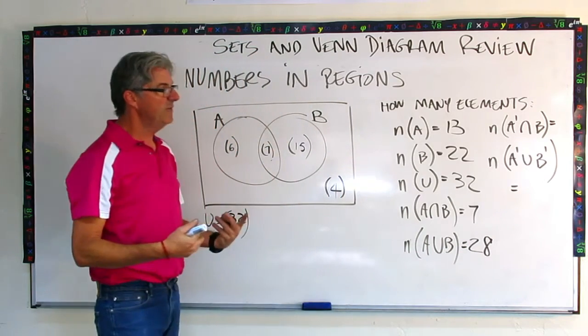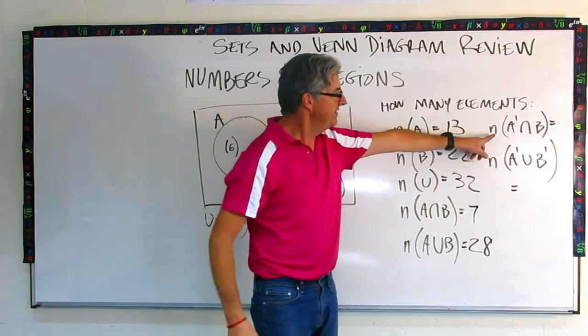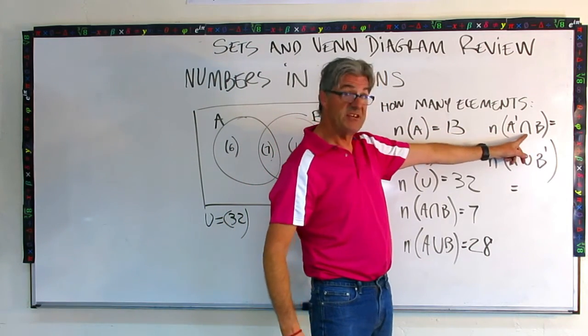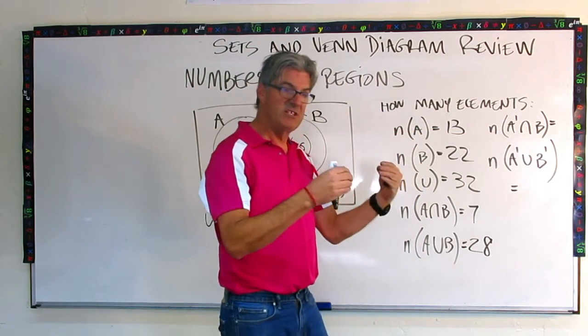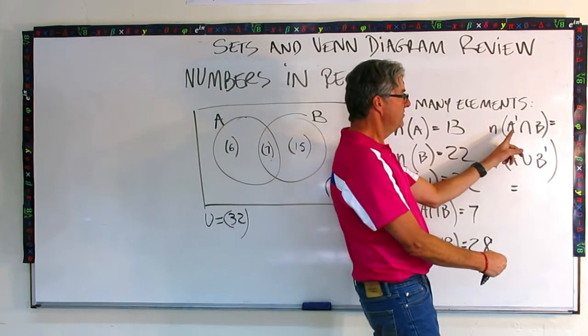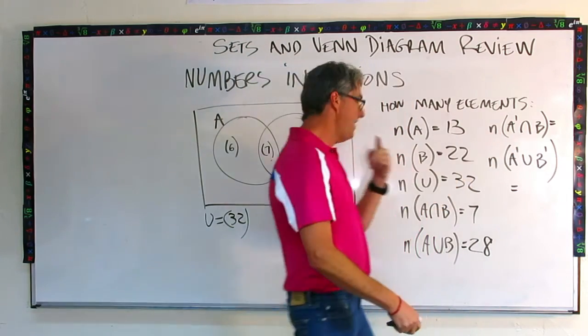Now it starts getting a little confusing when we use complements, so let's take a look at those. These last two. This is the number of elements in the complement of A and as it intersects B. Okay? So remember, intersection is the more limited case. It has to be elements that are in both these things. So what elements are in B and also in the complement of A?